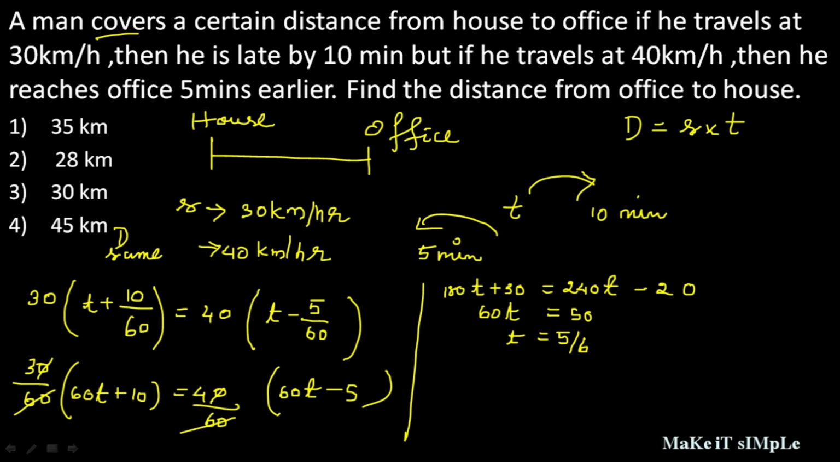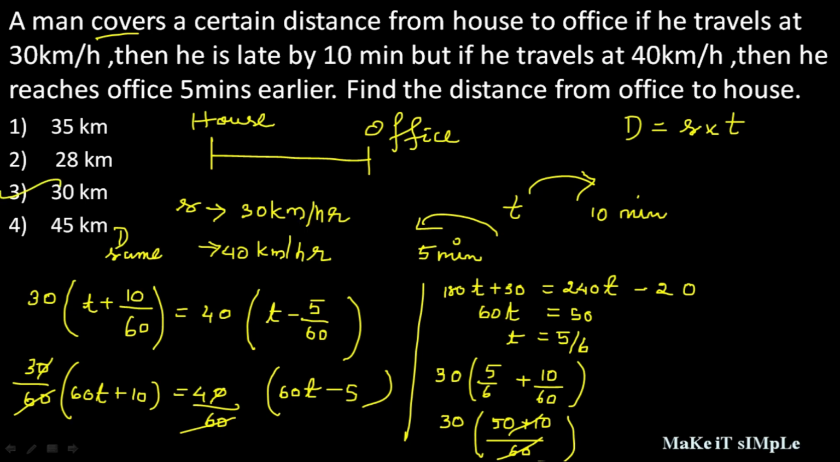What we have to find is the distance. Take one equation, this one. 30 times, t value is 5 by 6 plus 10 by 60. This is the distance. Taking LCM, we get 50 plus 10 by 60, which is nothing but 60 by 60. These two get cancelled, and the answer is 30 kilometer. This is the answer, and this is the conventional way of solving the problem.